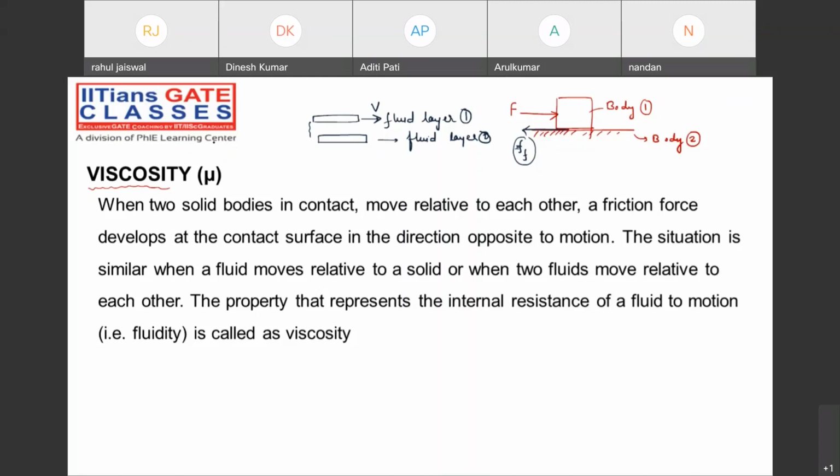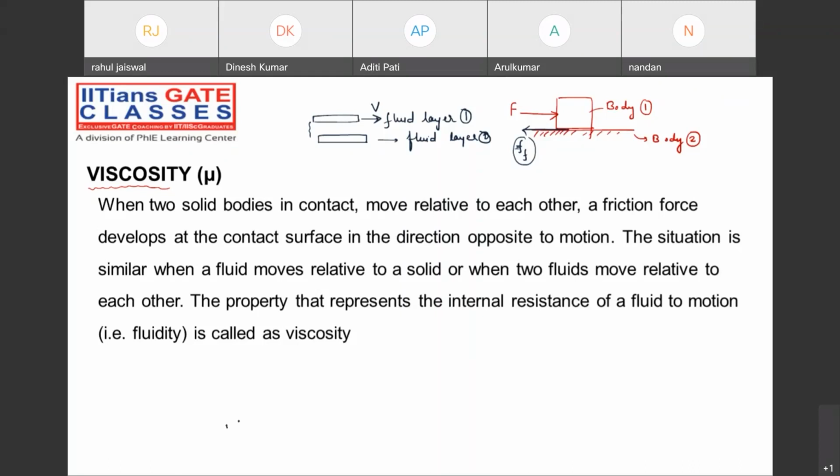Whenever two fluid layers are moving with respect to each other, they will try to oppose each other's motion. This internal resistance behavior of the fluid layers is defined by one property. That property is called what? Viscosity.